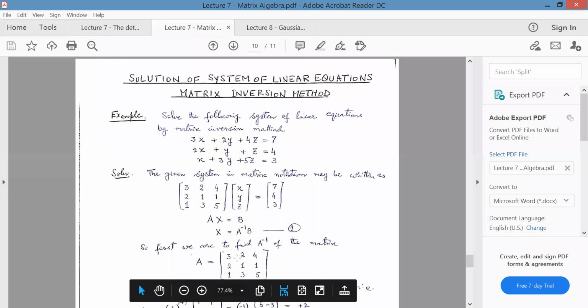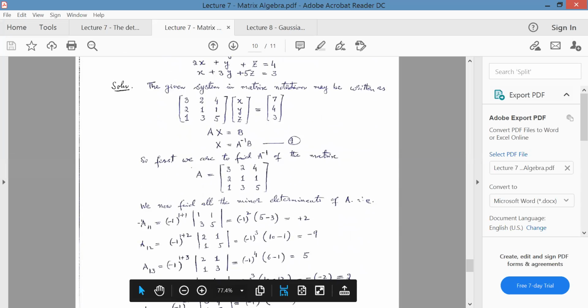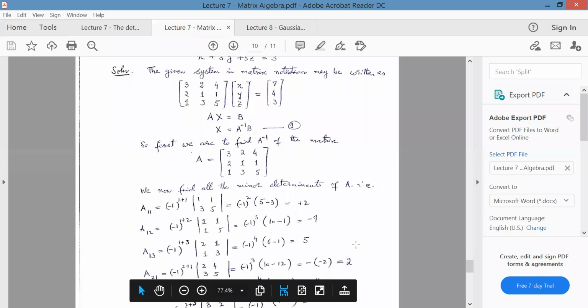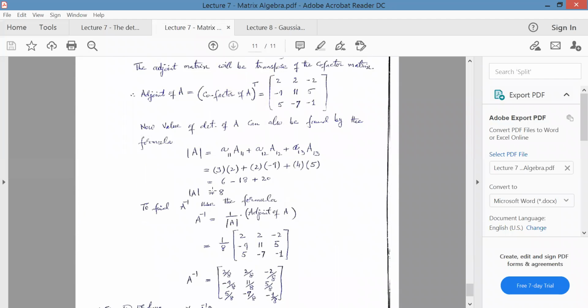This is your matrix A. a11 is 3, a12 is 2, a13 is 4. 1 means all are in the first row. Small a11 is this, small a12 is this, small a13, and capital A11, A12 you have already calculated. See, capital A11 is plus 2, capital A12 is minus 9, capital A13 is 5. Okay, insert all these values in the formula I have written. In this formula substitute all these values.